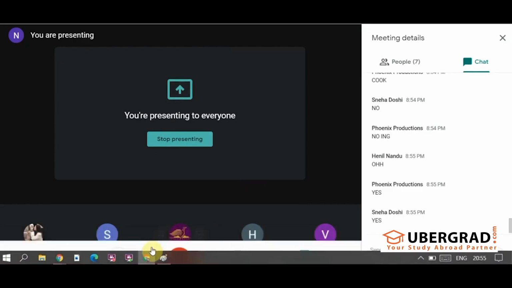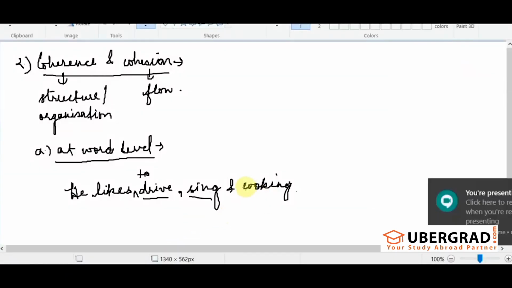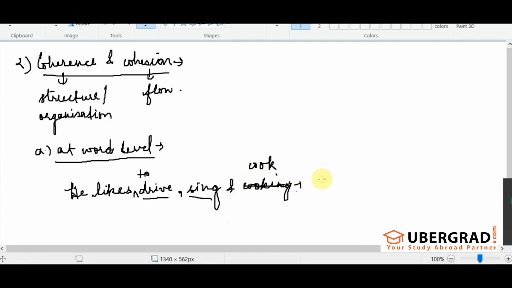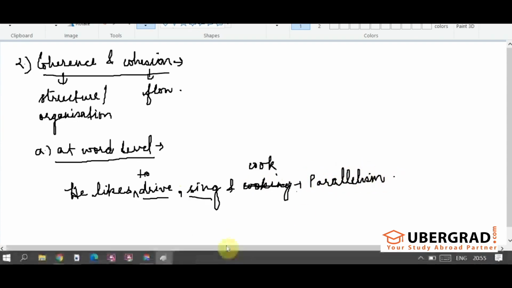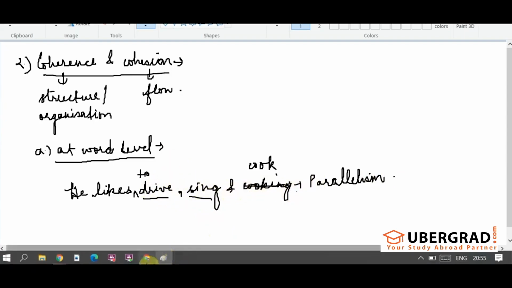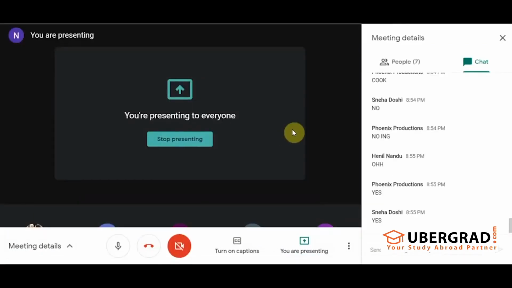So in this case, if two of them are in the simple present form, this should also be in the same form, and this is what is known as parallelism. Okay, so all the items of the list should be of the same grammatical style.